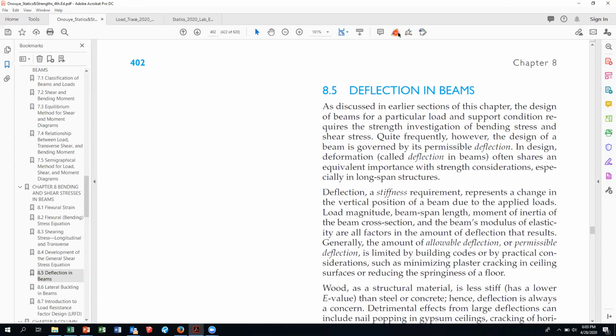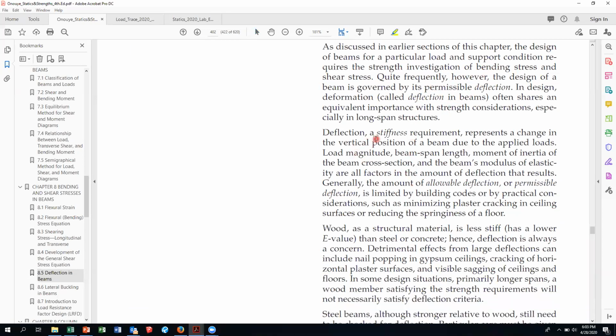And right in here, the design of beams for load and support conditions. We have investigated bending stresses and shear stresses, but now we're looking at something else that might govern the design, and that's permissible deflection. And the word deflection is really another word for deformation for beams, okay? And so deflection, which is a stiffness requirement, represents a change in the vertical position of the beam due to applied loads, load magnitude, beam span length, moments of inertia, modulus of elasticity.